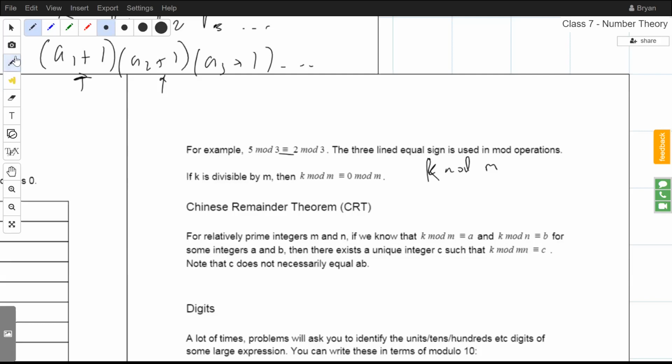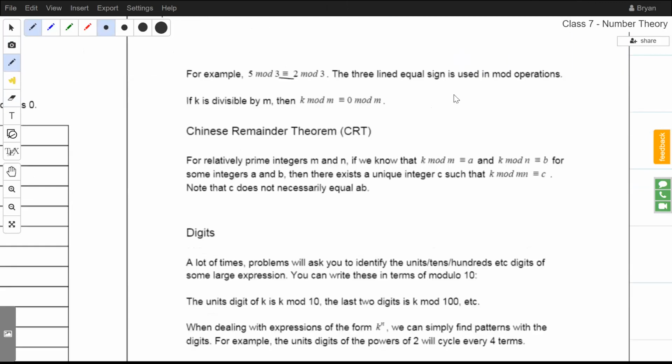And this notation is really great when we only care about aspects of a problem that don't actually involve calculating the quotient. This is useful when you only want the remainder and not the quotient.